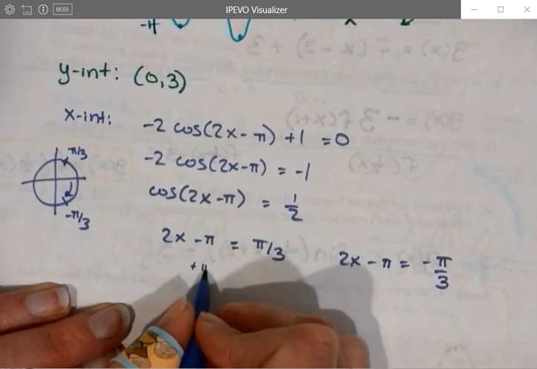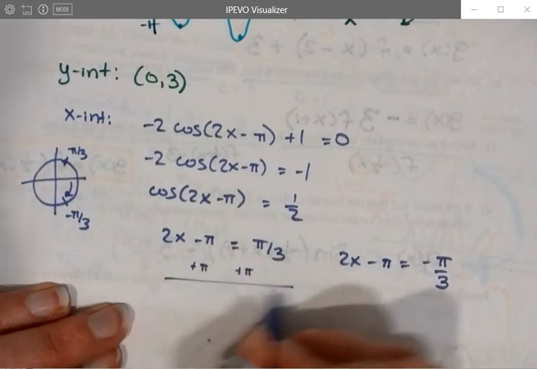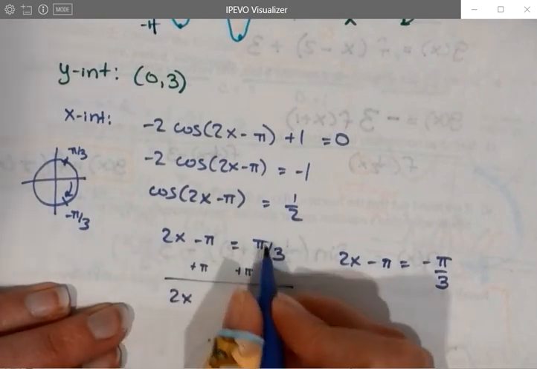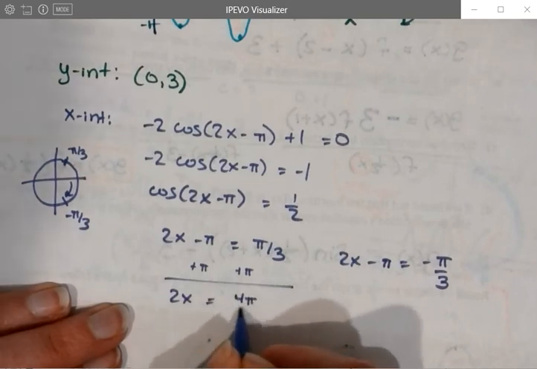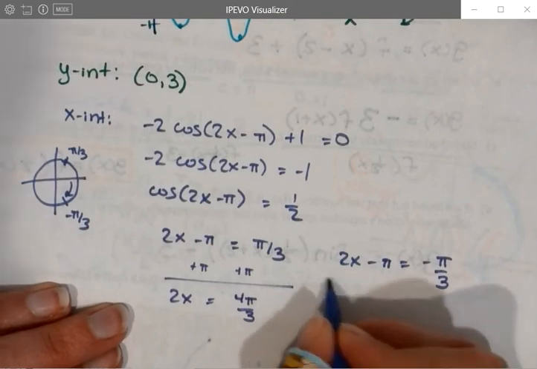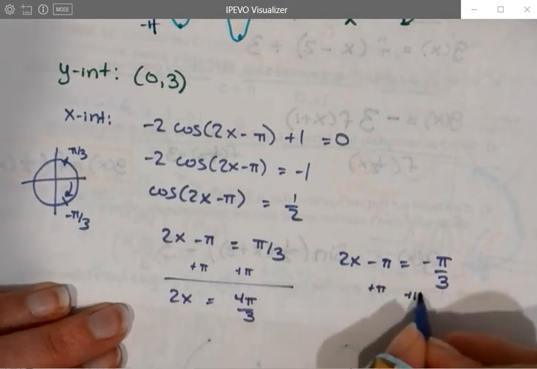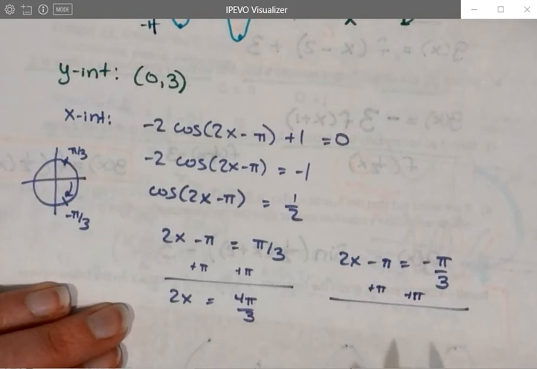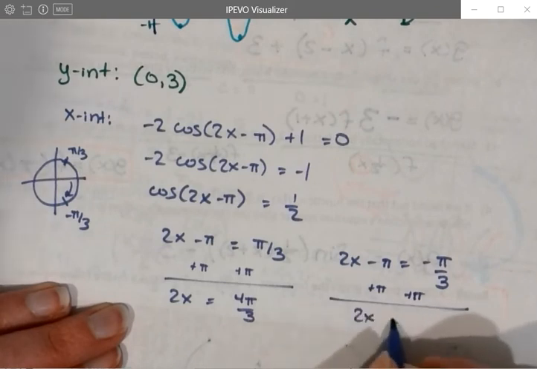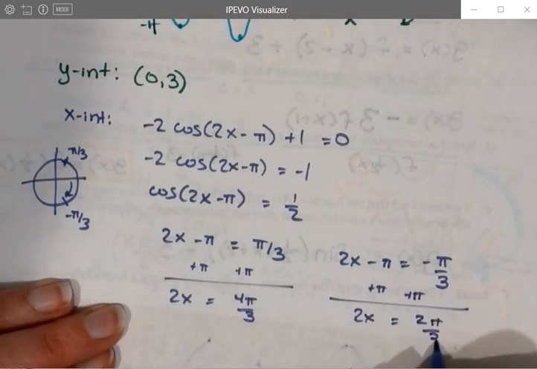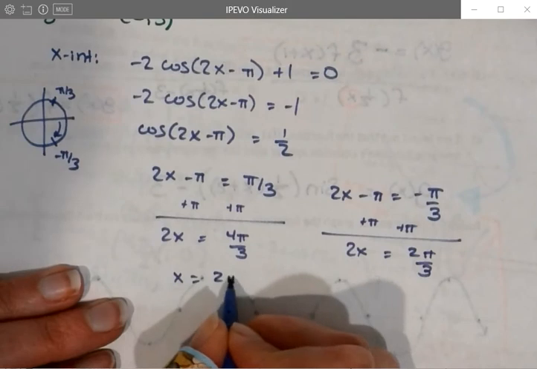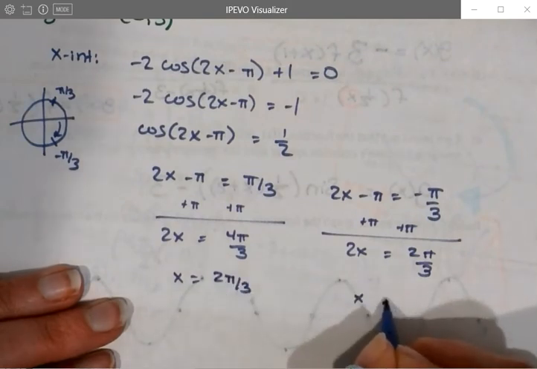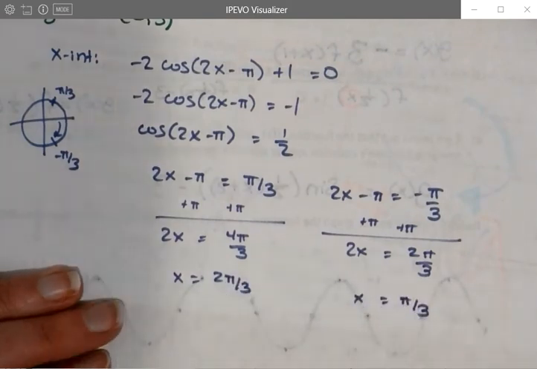So if I add pi to both sides, common denominator, of course, that's 3 pi plus 1 pi is 4 pi over 3, and common denominator here, add pi to both sides. 3 pi minus 1 is 2 pi over 3. So x equals 3 minus 1 is 2 pi over 3. And then divide by the 2's. So x equals 2 pi over 3 and x equals pi over 3.